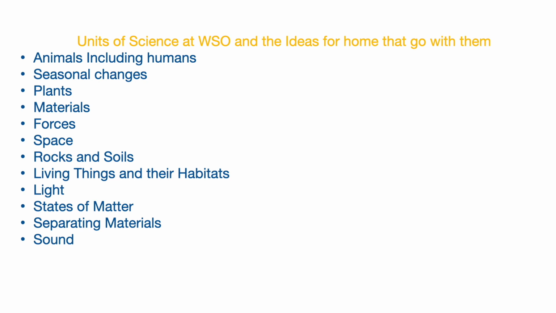We look at all different aspects of space and our solar system. A huge link to the UAE at the moment is the Mars rover. We also look at living things in their habitats, and this is all about how different animals are suited to different habitats. Maybe we could do a bug hotel comparison. Could you build two different bug hotels, and which one would attract the most bugs and why?